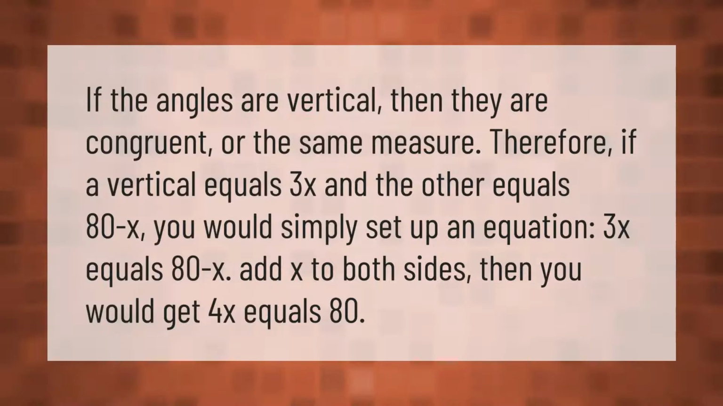If the angles are vertical, then they are congruent, or the same measure. Therefore, if one vertical angle equals 3x and the other equals 80 minus x, you would simply set up an equation, 3x equals 80 minus x. Add x to both sides, then you would get 4x equals 80.